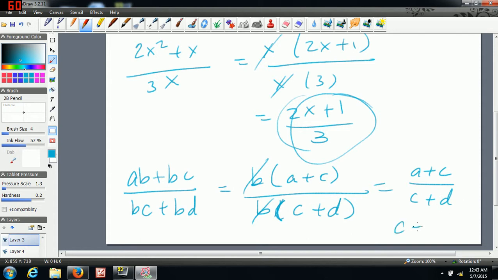And then you would state that c plus d does not equal 0, because you never want the denominator of a fraction to be equal to 0, because then it wouldn't exist. Okay? So that would be the answer there. I could do a few more examples.